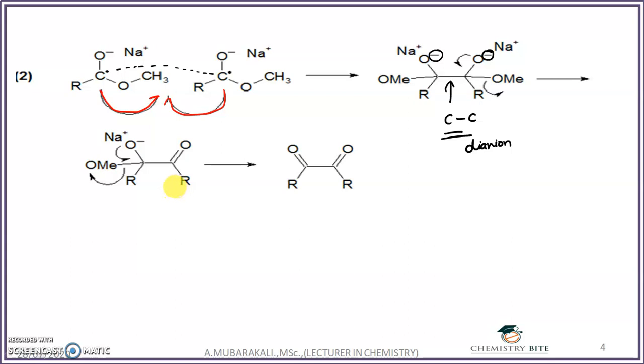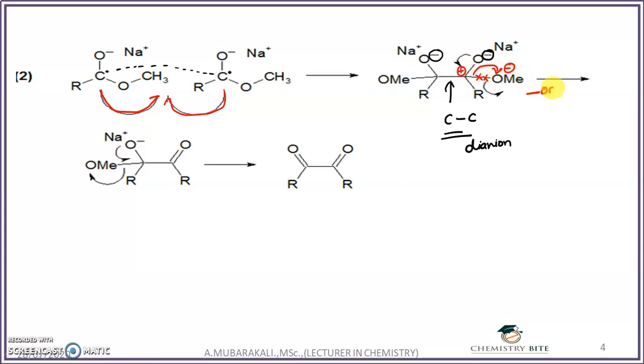So now what happens? The two alkoxide groups. Here you can see the first alkoxide. The alkoxide will take the 2 electrons. Between the alkoxide and the carbon, you have 2 electrons. So the 2 electrons will come along with the methoxide, and you will get the positive charge on the carbon and the negative charge on the oxygen.